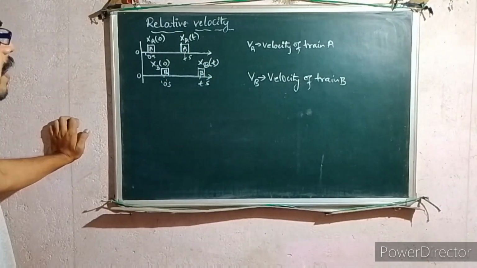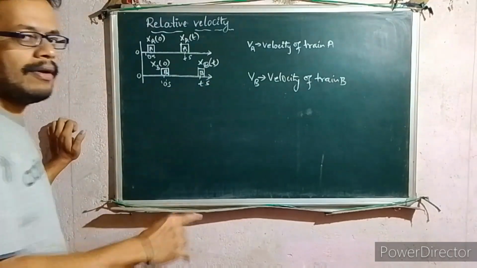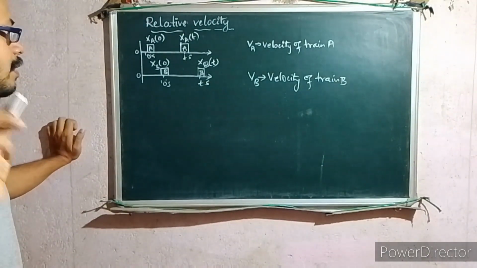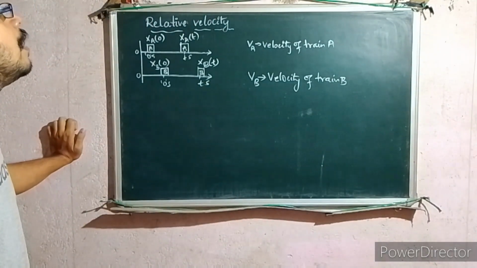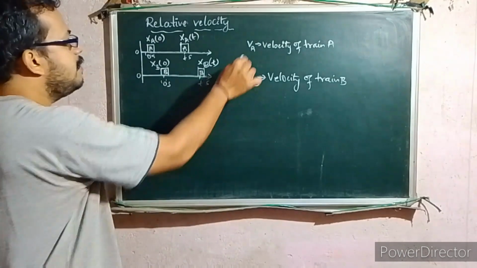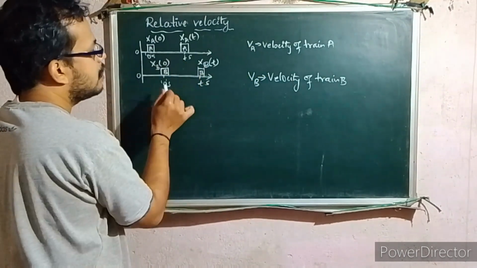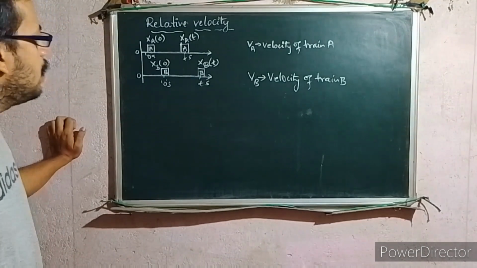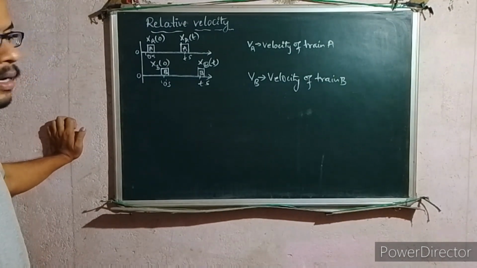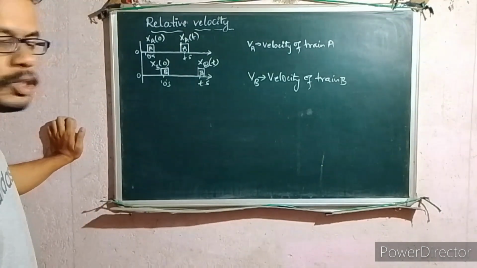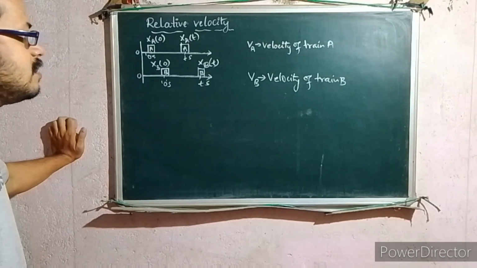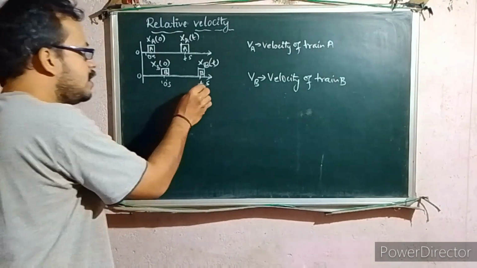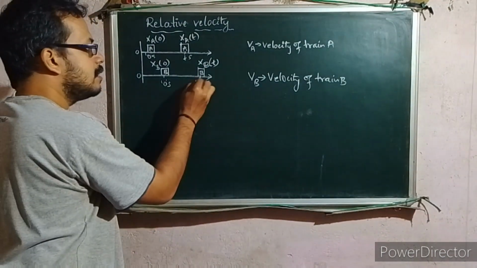So they are moving with their respective velocities. Again, I am reminding you. With VA, it is moving from here to here. With VB, it is moving from here to here. So what is the displacement? What is the displacement of these two trains in time t seconds is the question now.